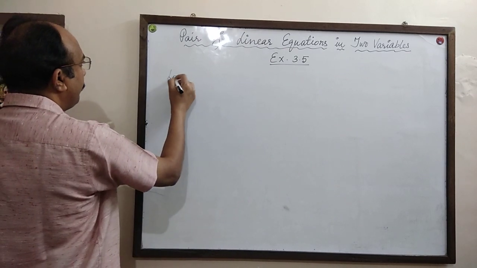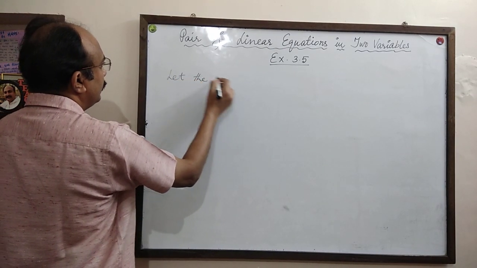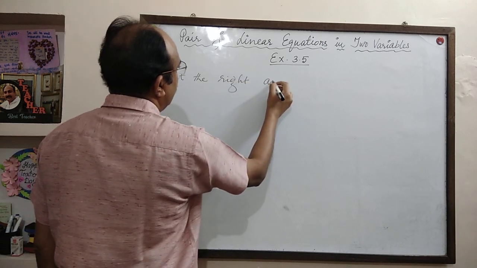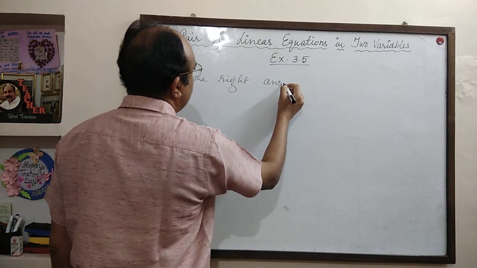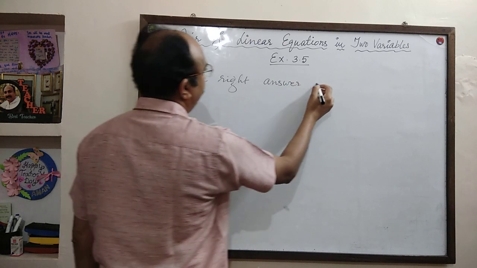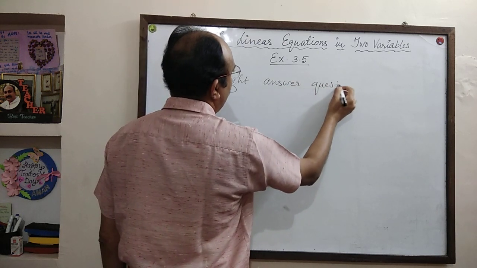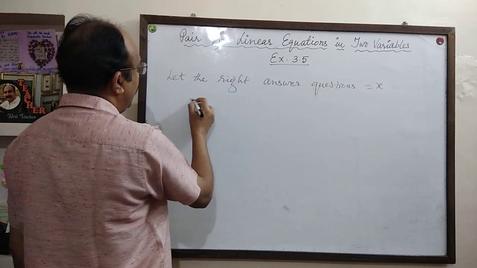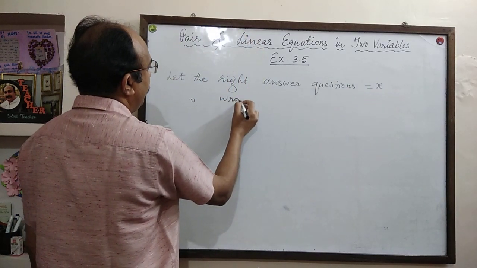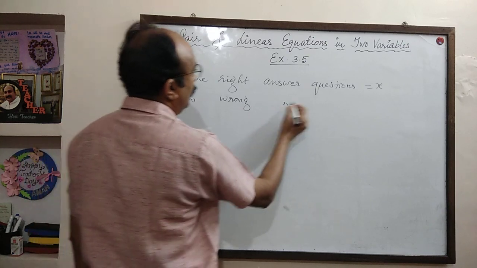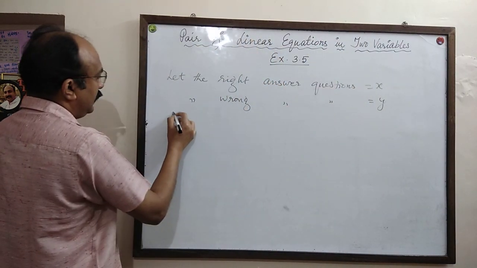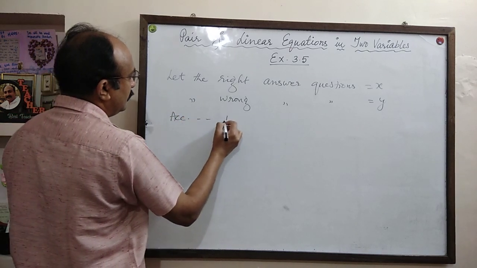Let the right answer questions be equal to x and let the wrong answer questions be equal to y. Now let us apply the first condition.